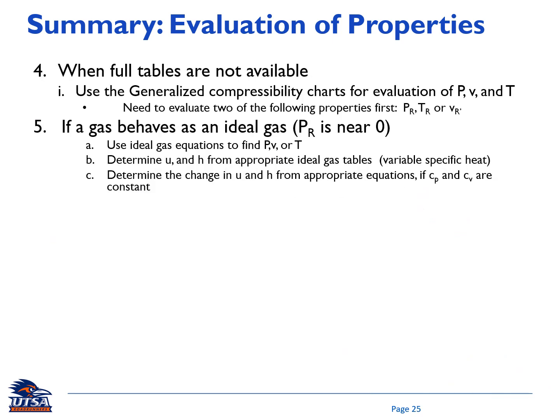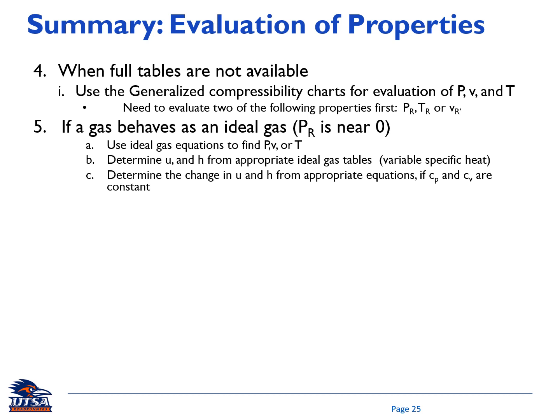So number 4, when full tables are not available, then you can use the generalized compressibility charts for evaluating P, V, and T. If you remember the generalized compressibility chart, this shows the dependency of Z, the compressibility factor, as a function of PR and TR. So PR equals P over PC and TR equals T over TC. So once you have Z, then you can calculate other properties based on the given properties.